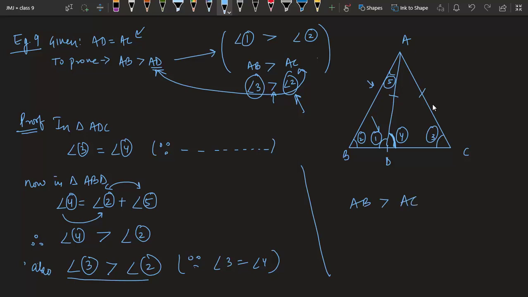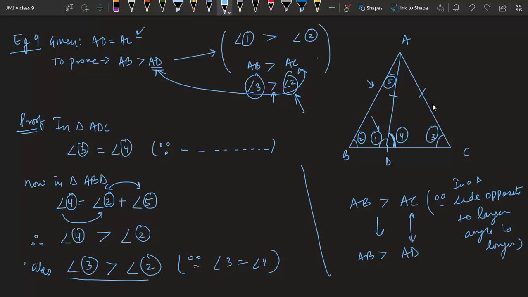So we have proved this, but we had to prove AB larger than AD. We can say that also. The reason is the side opposite to the larger angle is longer in a triangle. So in a triangle, the side opposite to the larger angle is longer, and we can say from this AB is more than AD. Same reason, because AD and AC are equal as given to us, and in this way we have proved this part.